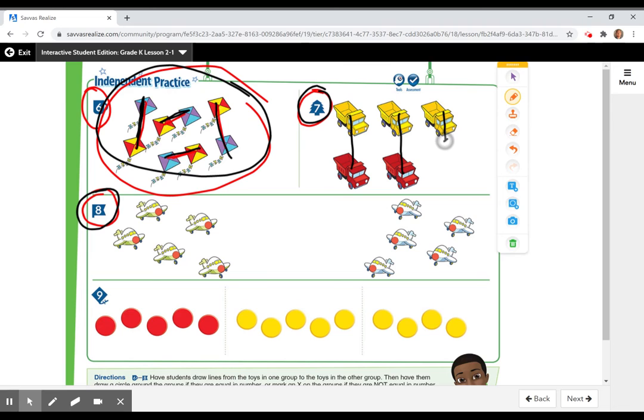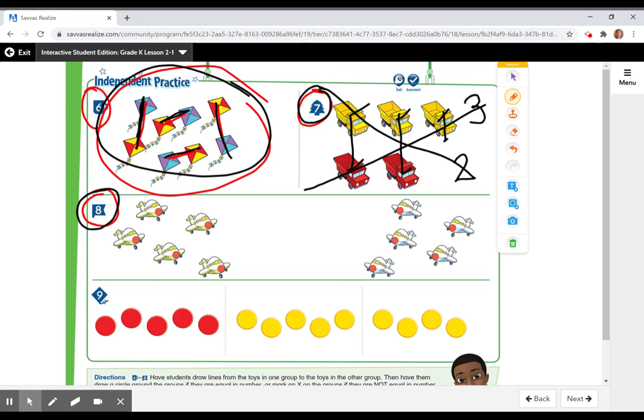Does this one have a partner? No. There's 1, 2, 3 yellow dump trucks and only 1, 2 red dump trucks. So those are not equal. They're not the same. So you need to put an X through it.